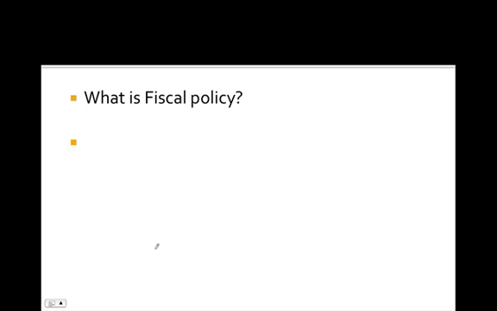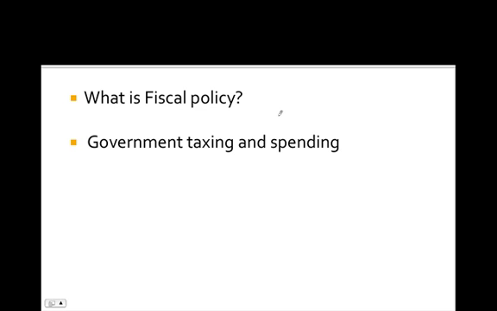Now let's talk about fiscal policy. When you see the word fiscal, I want you to think about taxing and spending. I want you to think about the president and Congress. This is the type of policy that you and I are more familiar with, and it's the things that you've talked about in your government classes and in U.S. history in the past. So fiscal policy is government taxing and spending.